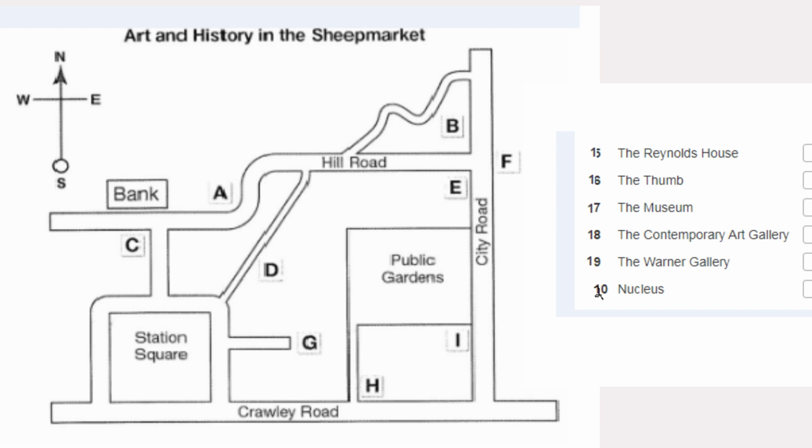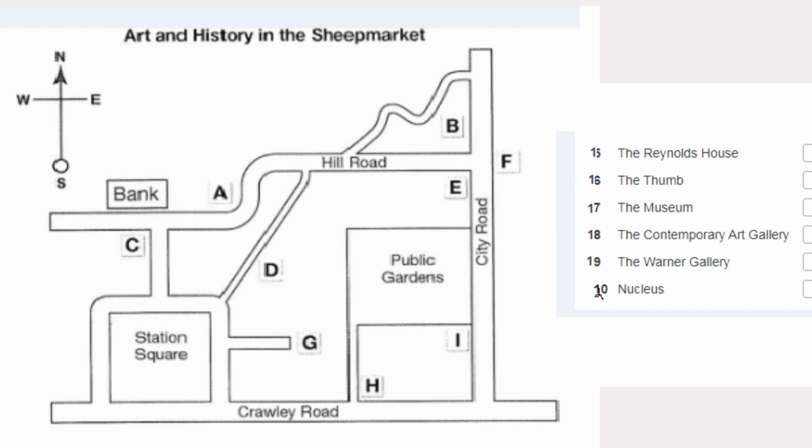The sheep market is one of the main centres for art and history in the whole of the country. If you look at our map, you'll see some of the main attractions there. Most visitors start from Crawley Road at the bottom of the map. The Reynolds House is one of the oldest houses in the city and is open to the public. It's on the north side of Crawley Road, next to the footpath that leads to the public gardens. The area is particularly interesting for its unusual sculptures. The thumb is just what its name suggests, but it's about 10 metres high.